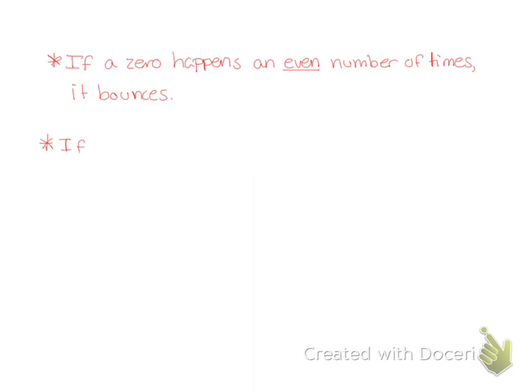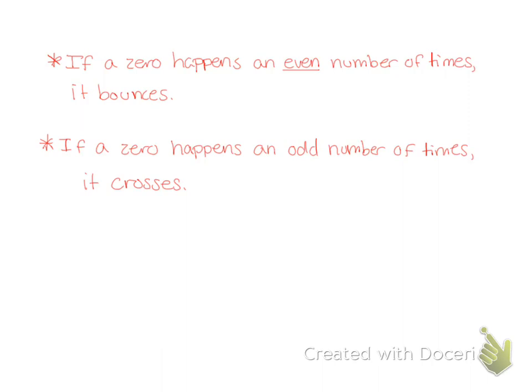Okay? If a zero happens an odd number of times, it crosses. Okay? So that's where the multiplicity is going to come in. How many times does that zero happen? If it's an even number of times, it's going to bounce off the graph. If it's an odd number, it's going to cross. Okay, so keep that in mind as we're going through these notes.